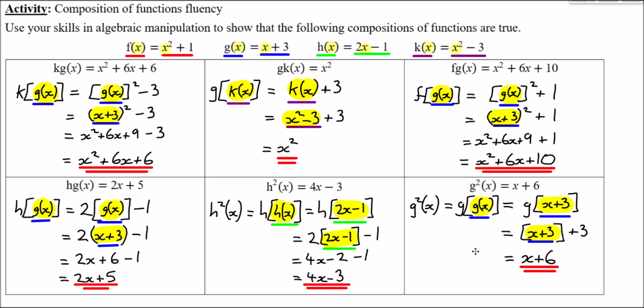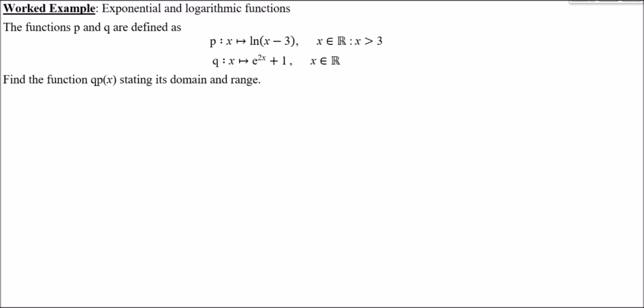So let's have a look at a final worked example where we're going to have a look at a logarithmic one. So exponential and logarithmic functions and composites. So we've got 2 functions here. p of x, which is ln of x minus 3, where x is any real number, but x must be greater than 3 itself. And q of x, which is e to the power of 2x plus 1, where x is anything real. So find the function qp of x, stating its domain and range.